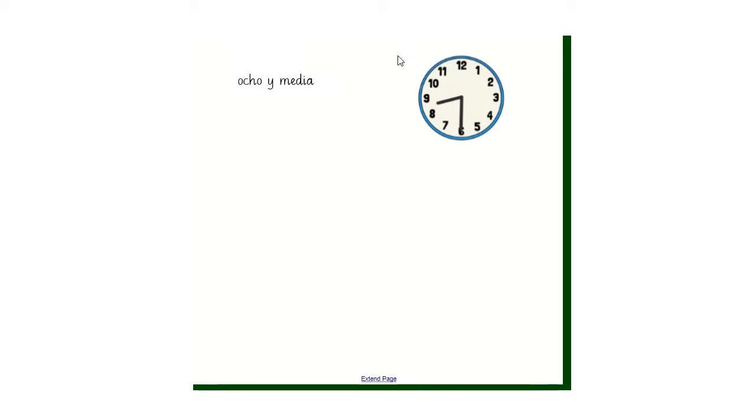Next then, we're looking at half past. First of all, I want you to tell me what the time is in English that is shown on that clock. Okay, it is 8:30. To say that in Spanish, we say ocho y media. This time the number of the hour comes first, so because it's 8:30, we have 8 first, ocho. To say half past, we use y media. It actually translates to 8 and a half.